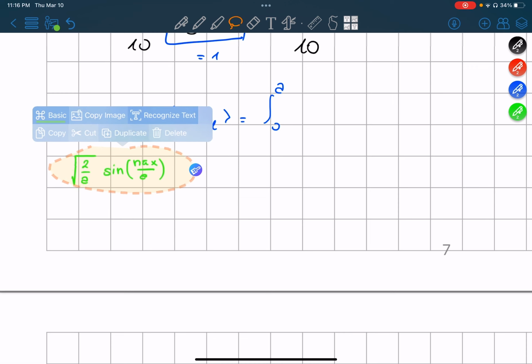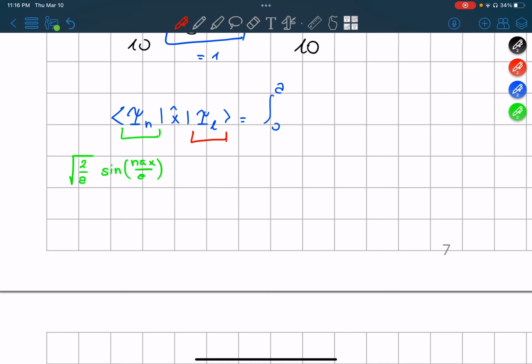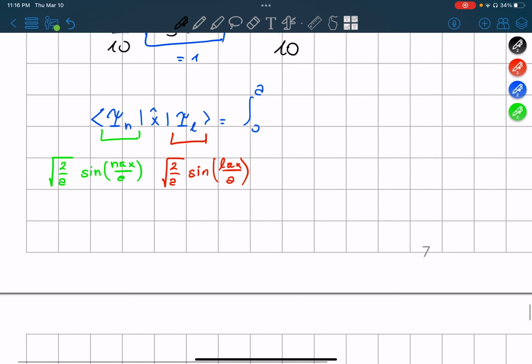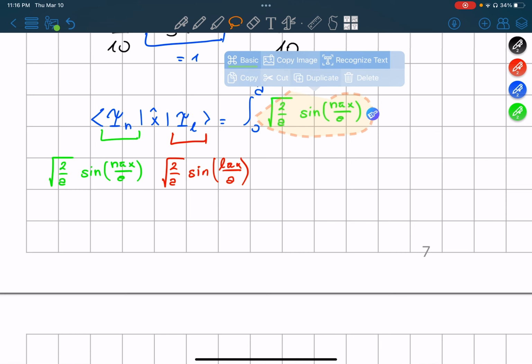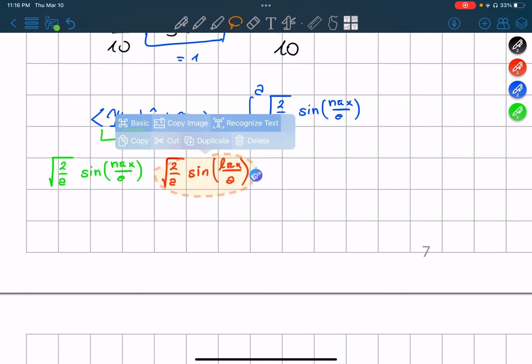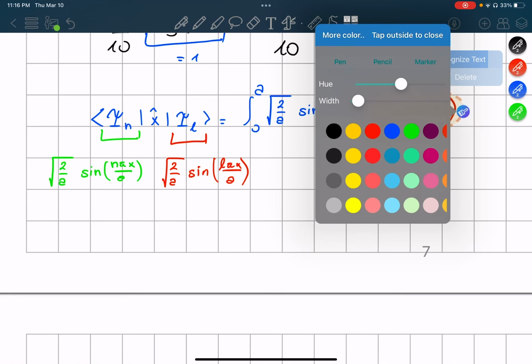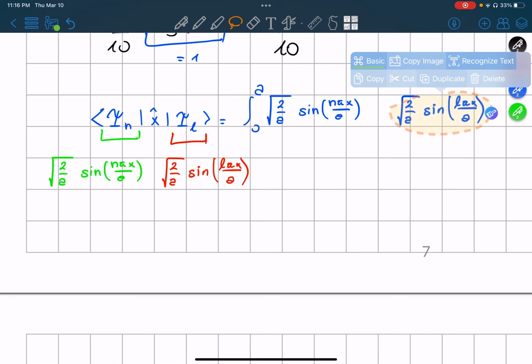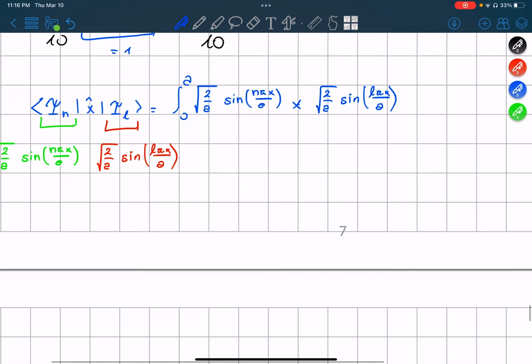And the second psi l is going to be equals to square root of 2 over a sine of L pi x over a. So I can rewrite this inside. I'll take this, duplicate it, paste it over here in blue. I'm going to take this one over here, duplicate it, paste it in blue. And as we said, there is an x in between. So we have to remember this trick over here.